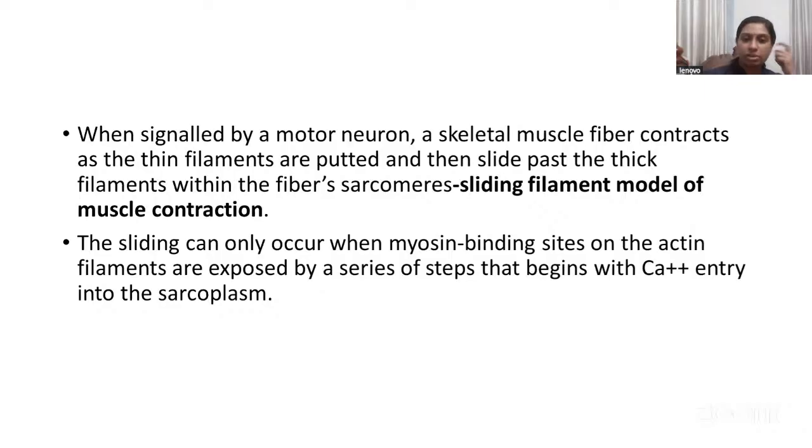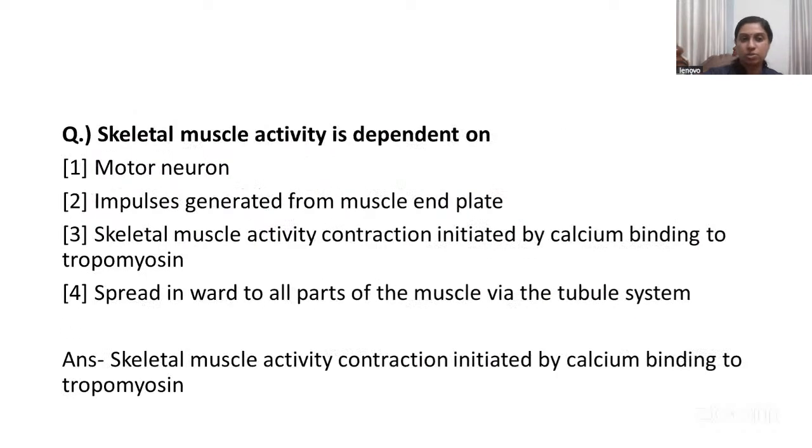So when signaled by a motor neuron, the skeletal muscle fiber contracts and the thin filaments are pulled and slide past the thick filaments within the fiber's sarcomeres. That's what we call the sliding filament model of muscle contraction. And the sliding can only occur when the myosin binding sites on the actin filaments are exposed by a series of steps that begins with calcium entry into the sarcoplasm. Okay, so that's what the question is asking about. Skeletal muscle contraction is initiated by the calcium binding to the tropomyosin.